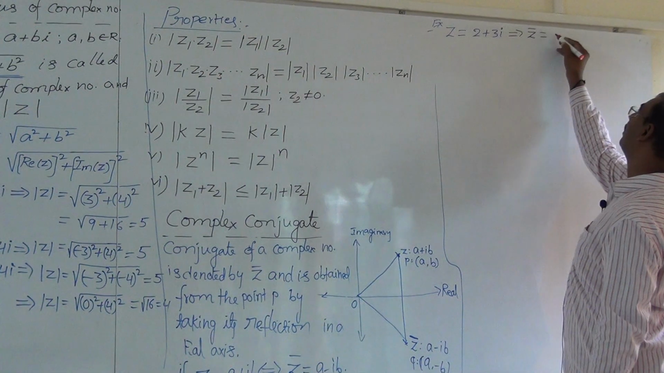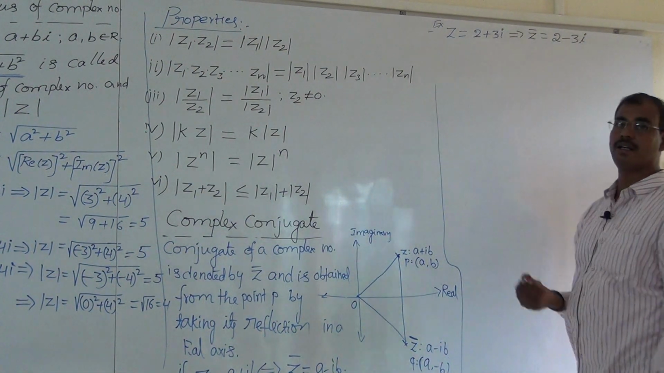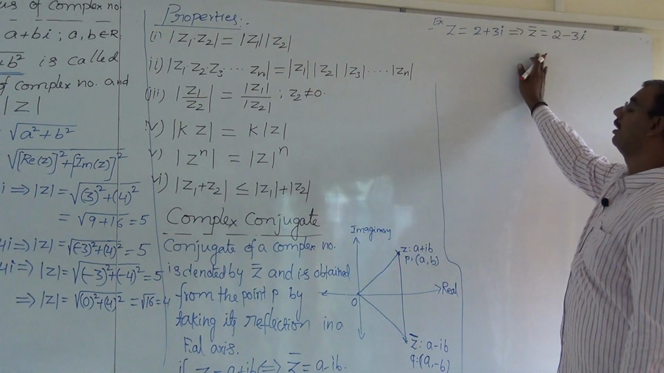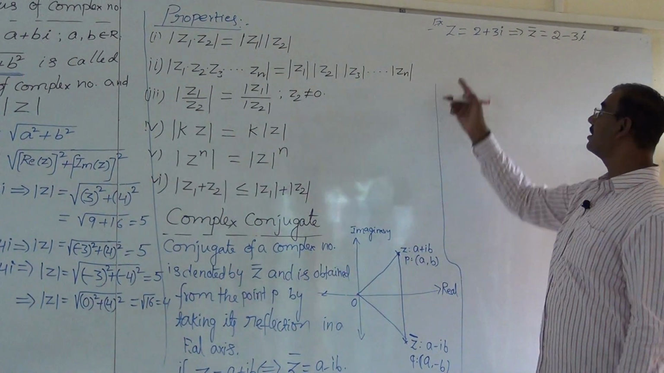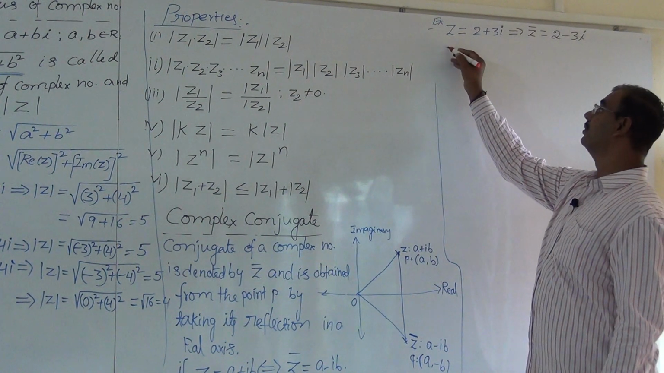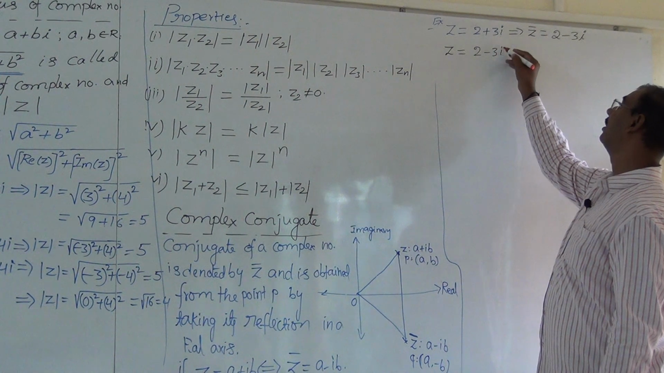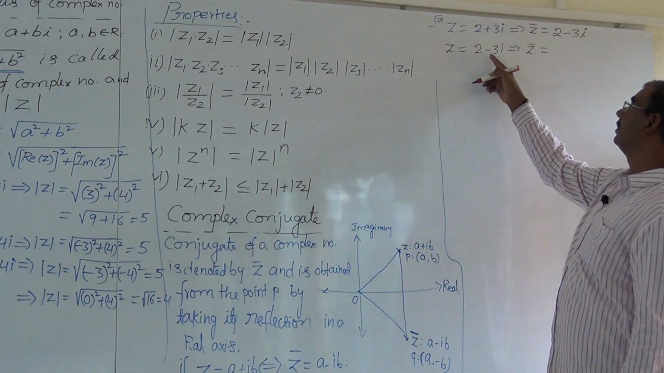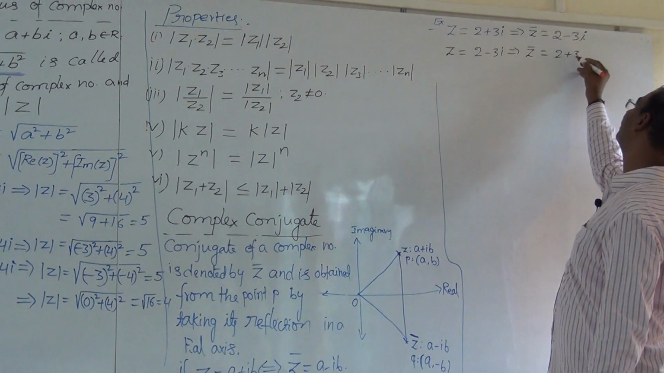So that is Z bar equal to 2 minus 3 iota. If Z is equal to 2 plus 3 iota, then Z bar is equal to 2 minus 3 iota. This is called the conjugate of a complex number. Suppose Z is equal to 2 minus 3 iota, then what is Z bar? Where do you change the symbol? Between the numbers. So 2 plus 3 iota.